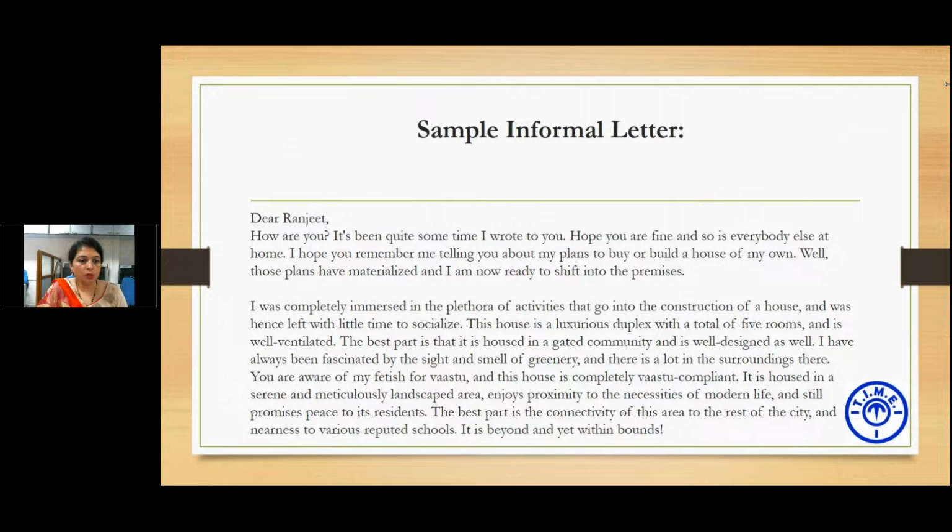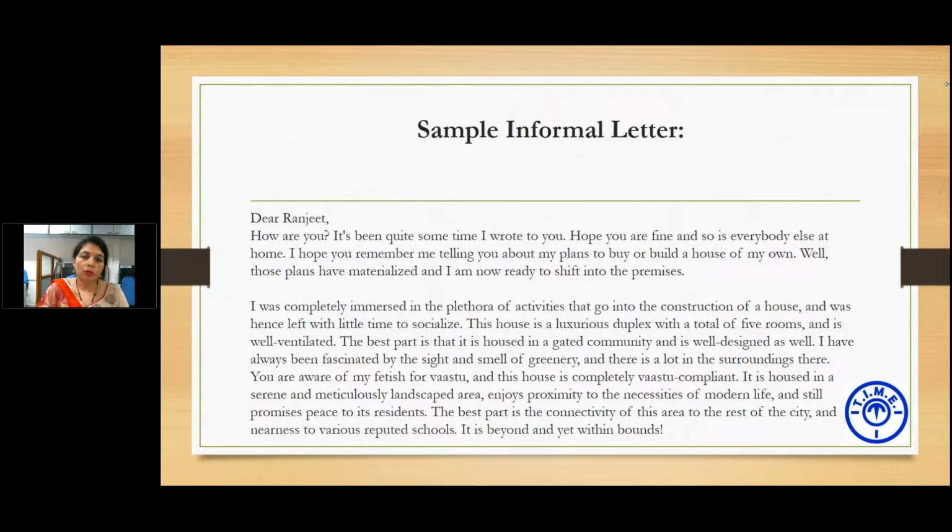You're aware of my fetish for Vastu, and this house is completely Vastu compliant. It is housed in a serene and meticulously landscaped area, enjoys proximity to the necessities of modern life, and still promises peace to its residents. The best part is the connectivity of this area to the rest of the city and nearness to various reputed schools. It is beyond and yet within bounds.